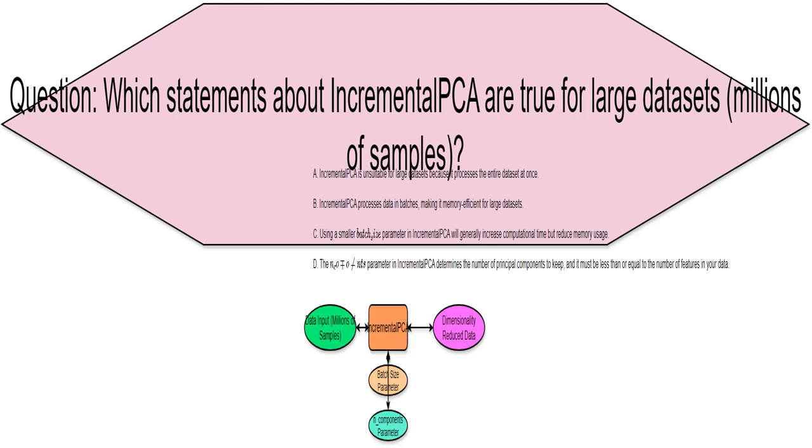This statement is wrong because incremental PCA is designed for large datasets. The algorithm works by processing the data in small batches, avoiding loading the whole dataset into memory at once. It's like taking a large project and breaking it into smaller, more manageable chunks.